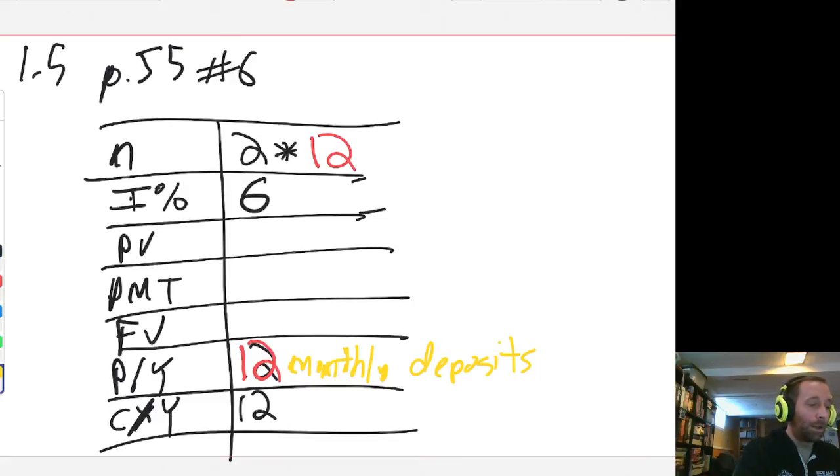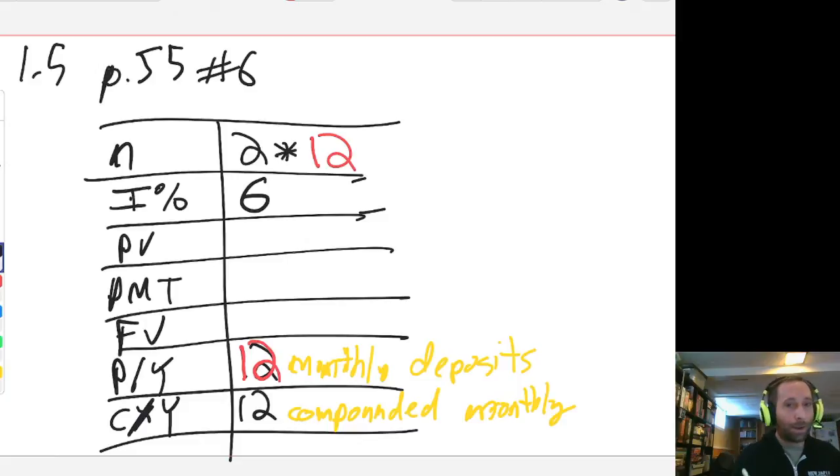So C over Y is the same because this is compounded monthly. But again, these values don't have to be the same. They are the same for these textbook questions, but they don't have to be, and for some questions they are not. She ended up with $5,000. So $5,000 is the amount of money that was accumulated at the end.